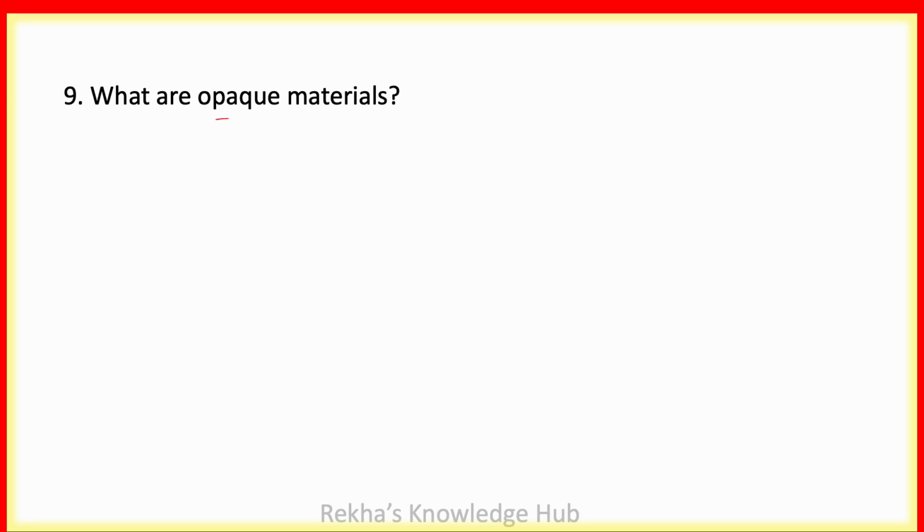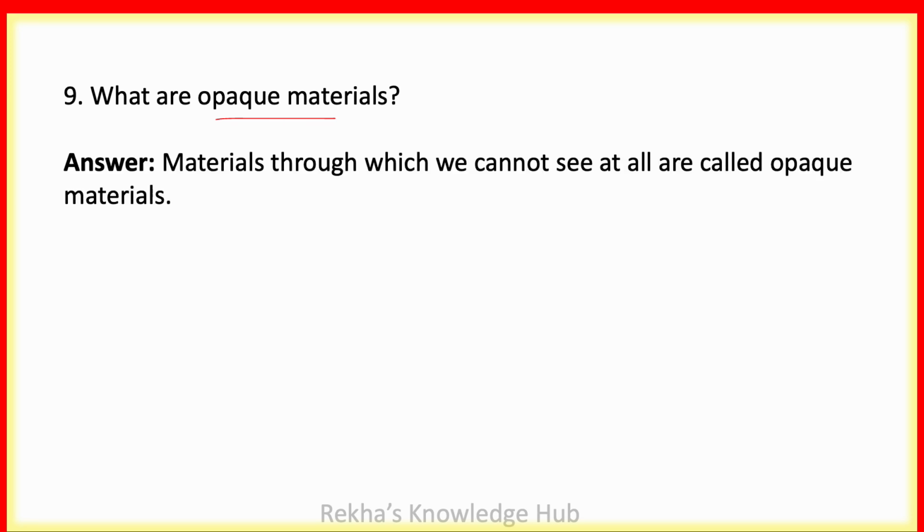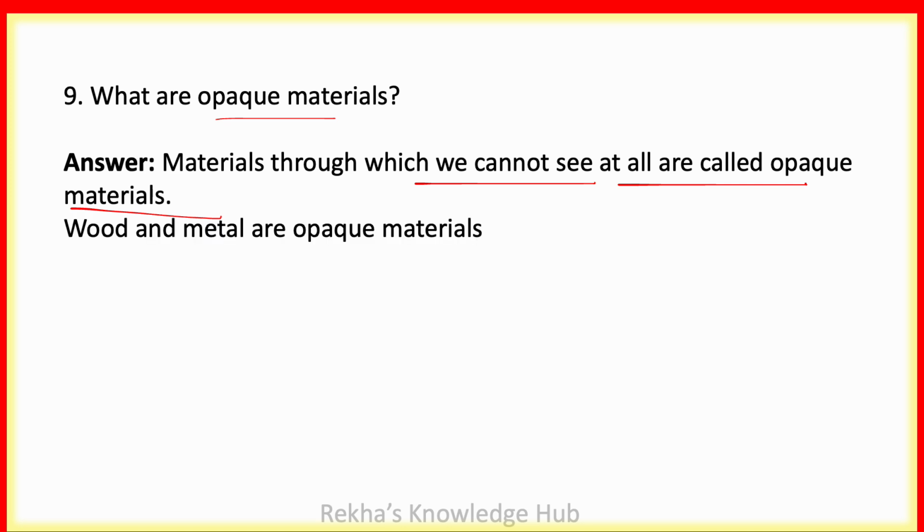What are opaque materials? Materials through which we cannot see at all are called opaque materials. For example, wood and metal are opaque materials. These materials completely block light, so nothing can be seen through them.